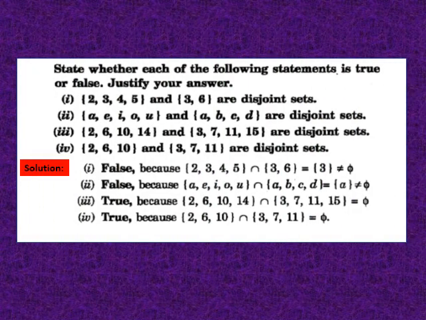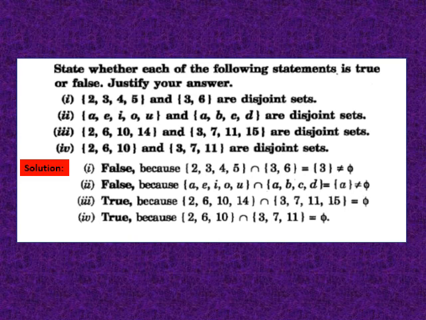Going to question 12. State whether each of the following statements is true or false. You have to justify your answer. First, {2, 3, 4, 5} and {3, 6} are disjoint sets. False, because disjoint means that there should be nothing common in the sets. But here the element 3 is common. So the intersection is not equal to the empty set, which means they are not disjoint. This statement is false.